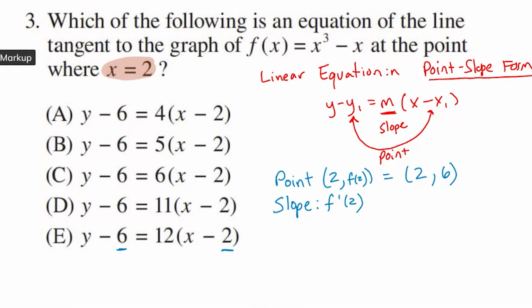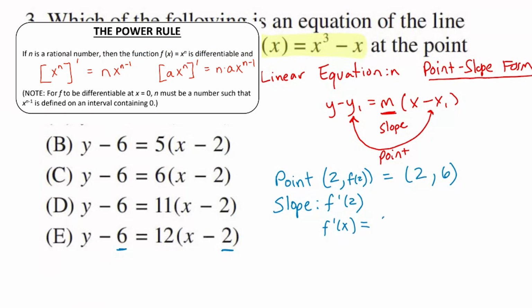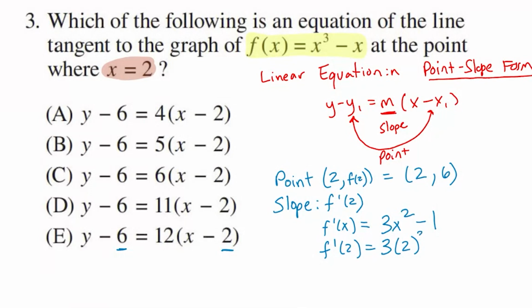They gave us the equation for f, x cubed minus x. So let's find f prime. In other words, let's find dy dx. F prime of x is, using the power rule, 3x squared minus 1. And so if I want f prime of 2, in other words, the slope of this line when x is 2, it's going to be 3 times 2 squared minus 1. So 2 squared is 4, times 3 is 12, minus 1 is 11. So the slope at x equals 2 is 11.